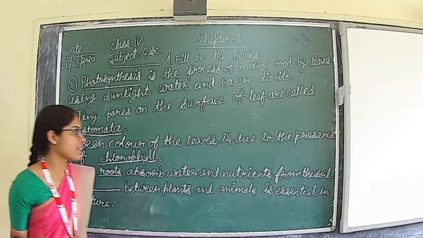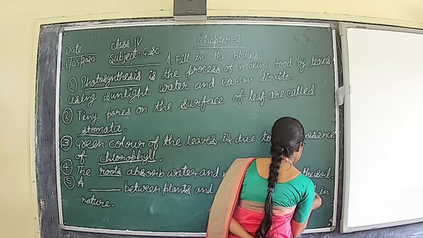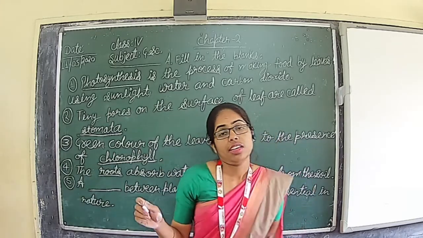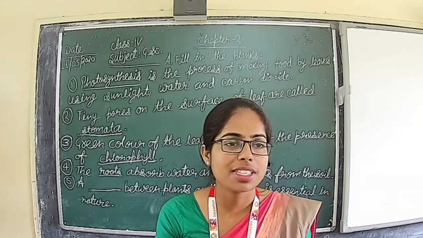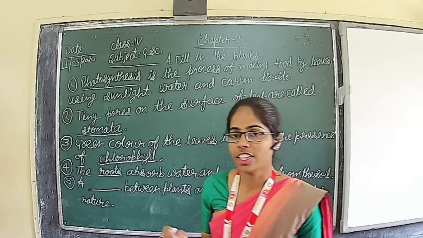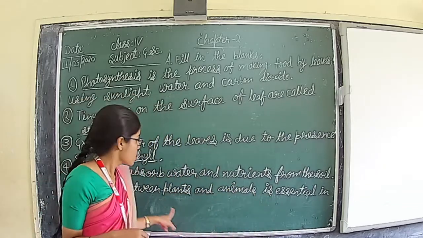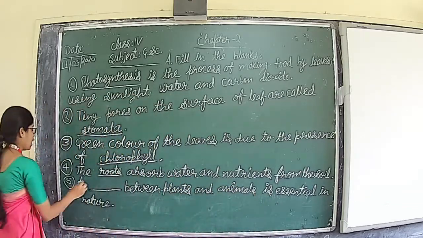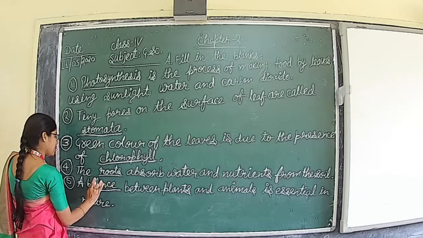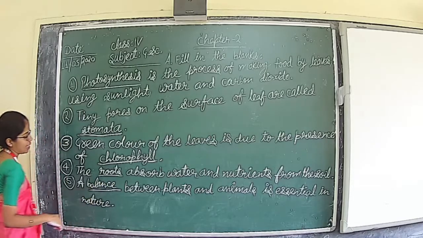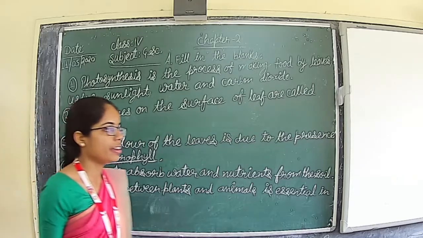So what will be the correct answer? We have studied the very last topic of the chapter, that is a balance between plants and animals, and the answer is balance itself. A balance between plants and animals is essential in nature. So what will be the answer? Balance, B-A-L-A-N-C-E. A balance between plants and animals is essential in nature.